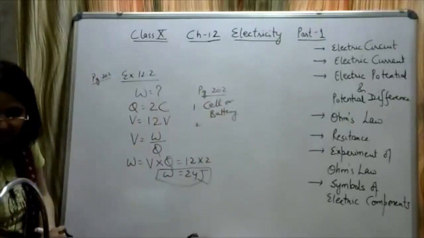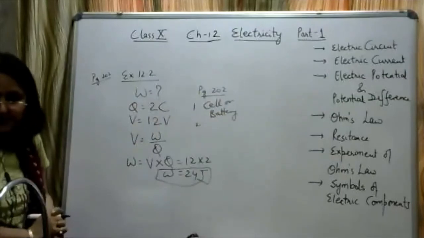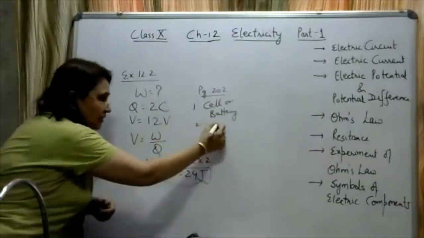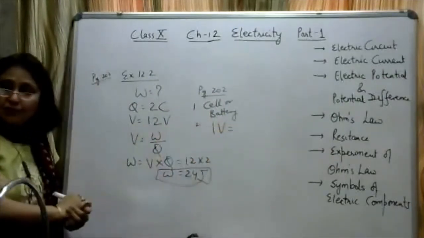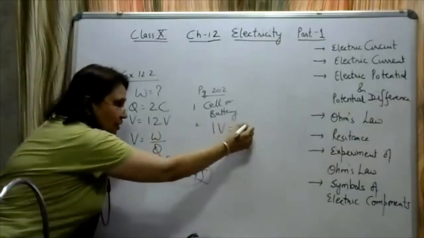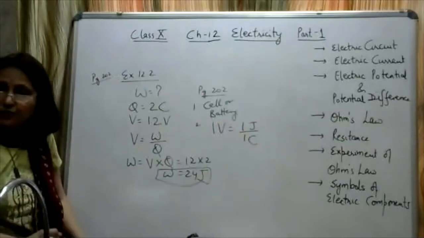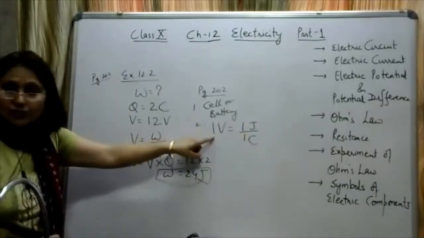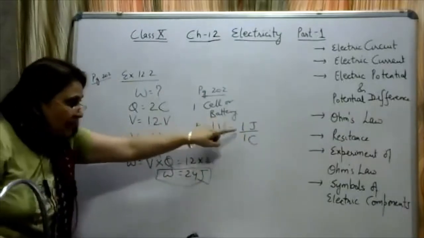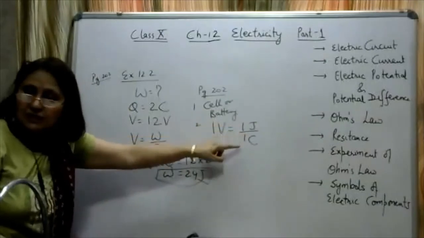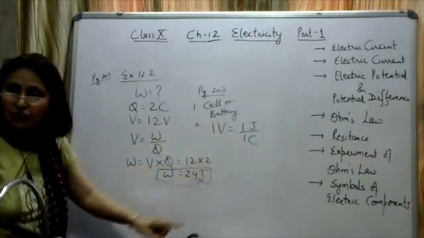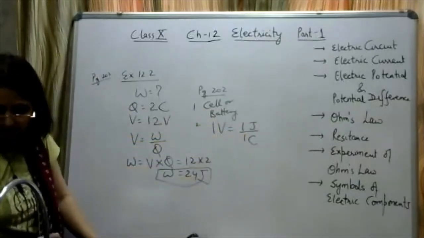Second one is, what is meant by saying that the potential difference between 2 points is 1 volt? Okay, so what do you mean by 1 volt? When 1 joule of work is done in moving a charge of 1 coulomb from one point to another. Okay, so 1 volt is the potential difference when 1 joule of work is done in moving a charge of 1 coulomb from one point to another.